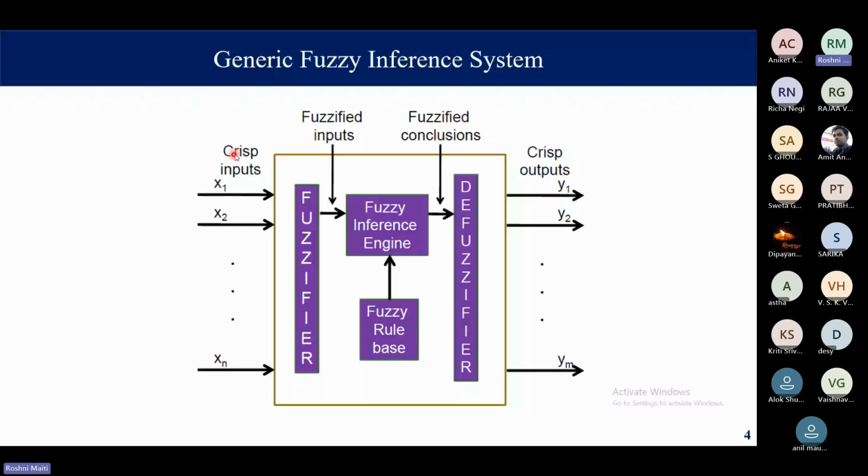So first, here we have some crisp inputs, that means specific inputs, and for this we also have to provide some crisp output. But in between, we have to do the fuzzification of those crisp inputs. Then we have to formulate the rule base to generate the output. And after getting those outputs, we have to defuzzify those to again get crisp outputs. So what does this mean?